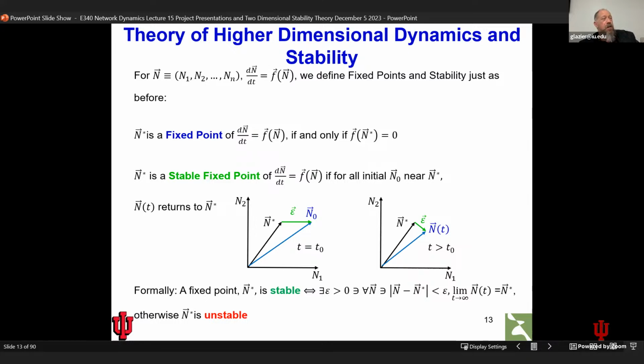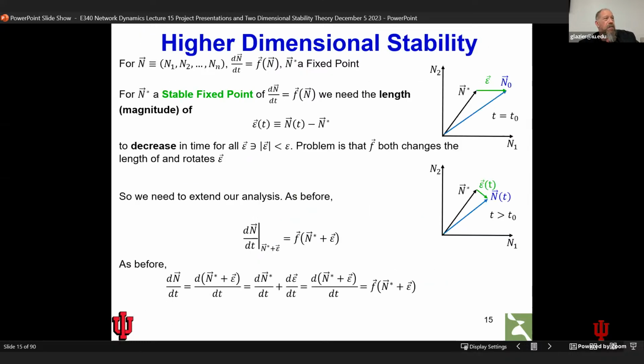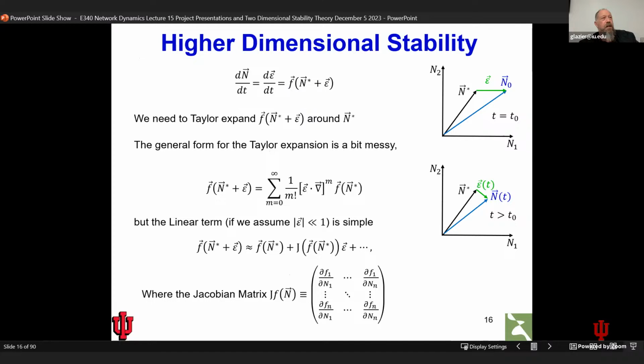The thing that makes things a little more complicated is that in higher dimensions, the displacement isn't a scalar number, it's a vector. And the length of the components in different directions could evolve at different rates. And so your dynamical equations then have the form of dN/dt is equal to some rate equation, which is a function of the fixed point plus the displacement of the vector. And you have to do a Taylor expansion.